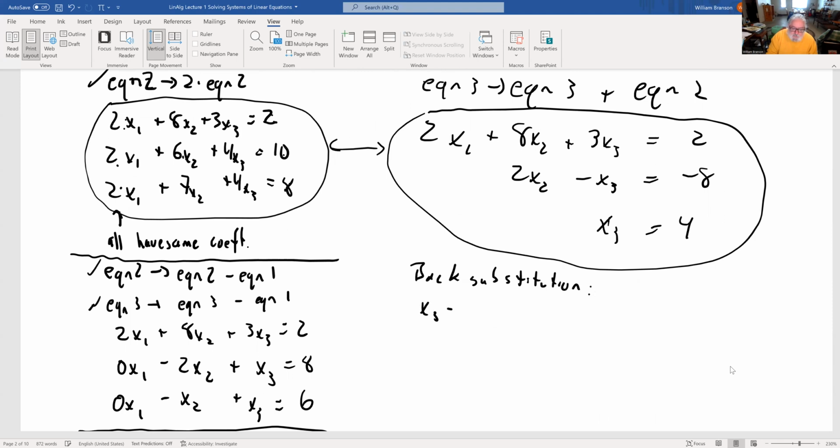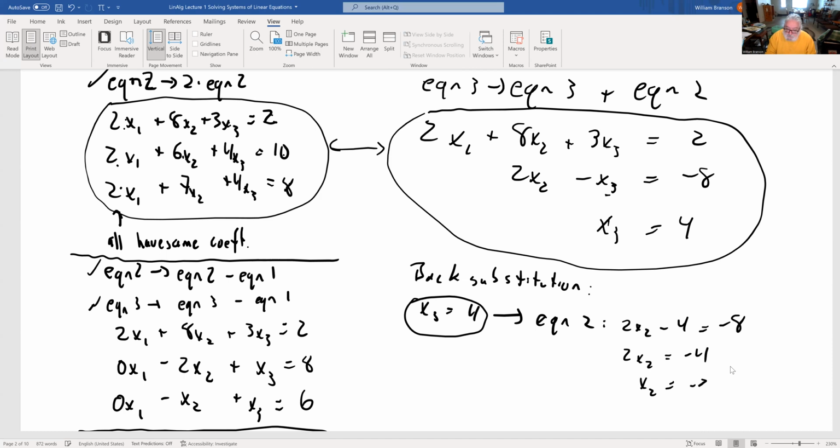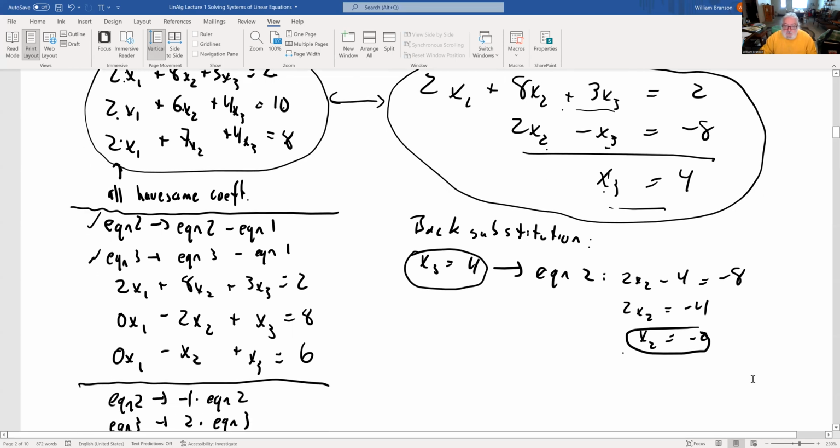We know x3 equals 4, so that makes equation 2. So this is my x3 equals 4. There's one part of the solution. Equation 2 then becomes 2x2 minus 4 equals minus 8, because we just plug in 4 for that. Or 2x2 equals, add a 4 to both sides, minus 4, or x2 equals minus 2. So using this solution, we can get the solution to this equation for x2. Using x2 and x3, which we now know, we can plug them back into the top equation and find out what x1 is.